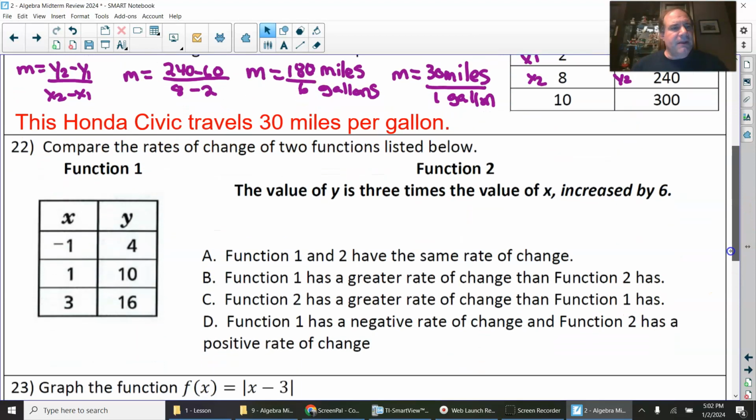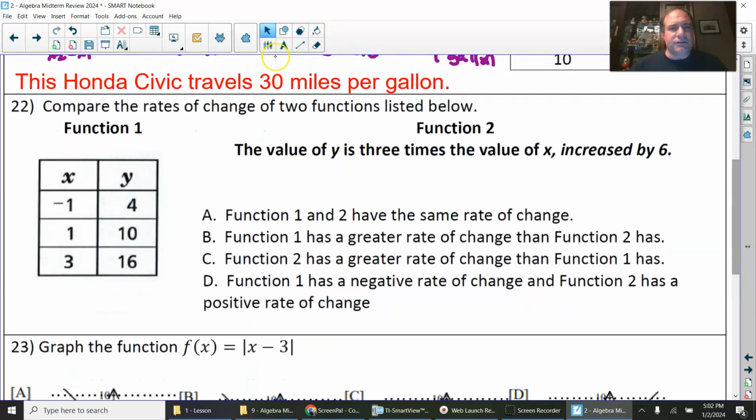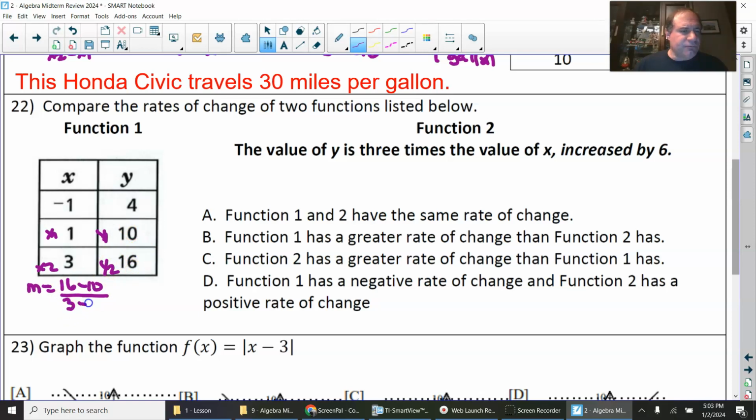All right, it says compare the rates of change of the two functions listed below. We're just going to go ahead and figure out the slope. So we're just going to go x1, y1, and just kind of peeking at my choices, it's just talking about rate of change. So I am not going to worry about the y-intercept at all. So it's 16 minus 10 and 3 minus 1. So m equals 6 over 2. 6 over 2 is 3.